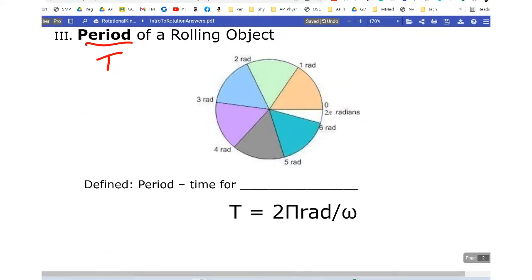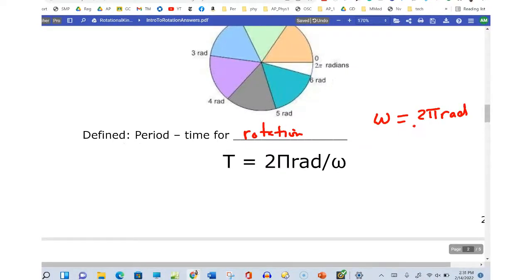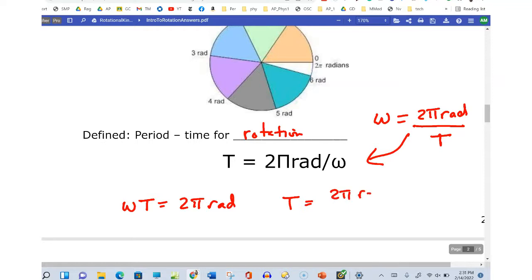Define period. That's the time for one rotation. How long does it take for a basketball to rotate one full rotation, which of course is 2 pi radians. So ω, angular velocity, is 2 pi. You always do 2 pi radians, a full rotation, in a period. If you cross multiply that equation, you get ωt equals 2 pi radians, and so the period equals 2 pi radians over ω, which is right there.